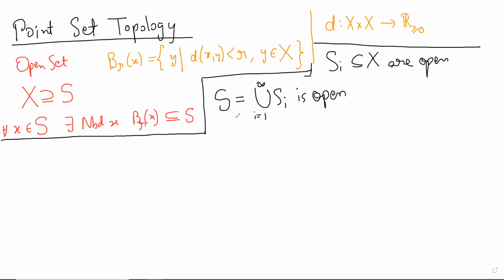Isn't this obvious? Because every set S_i is open. So, for example, if we choose an x belonging to capital S, this implies that x should also belong to some S_i. And now, as S_i is an open set, there will exist a neighborhood of x which will be contained in S_i.